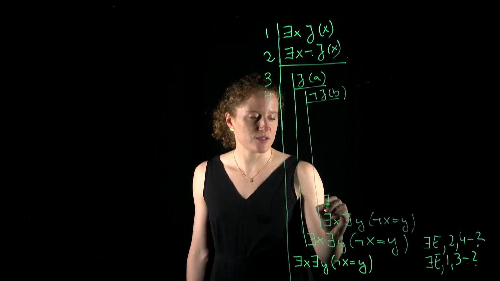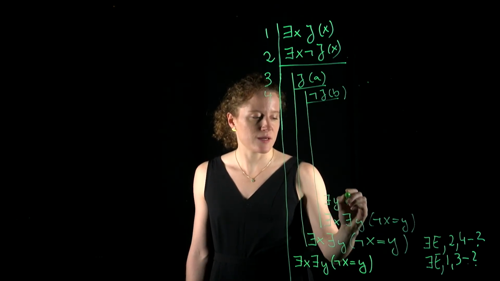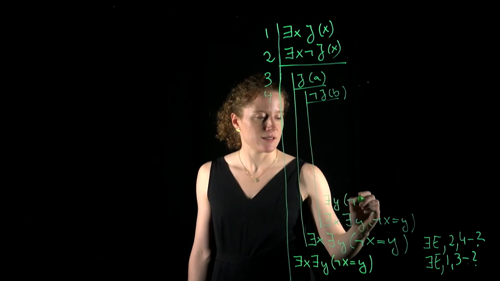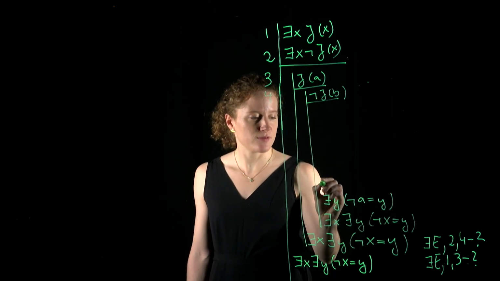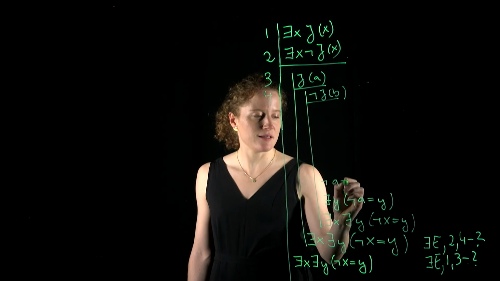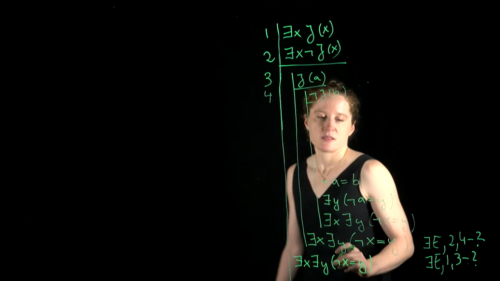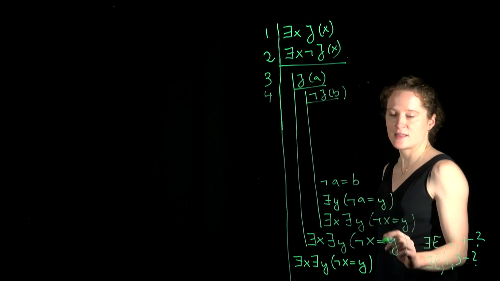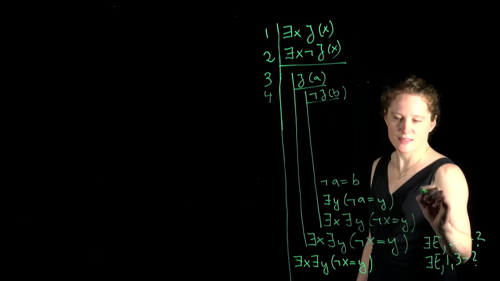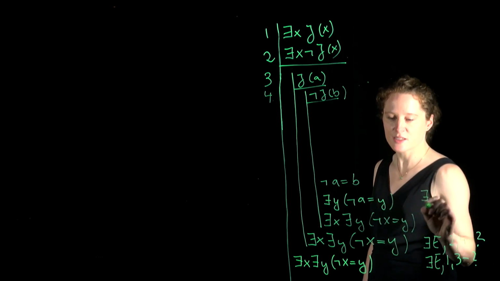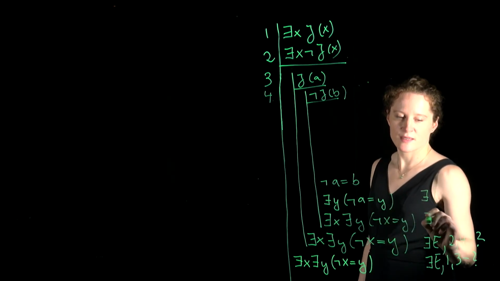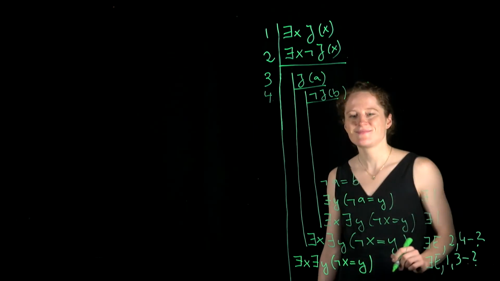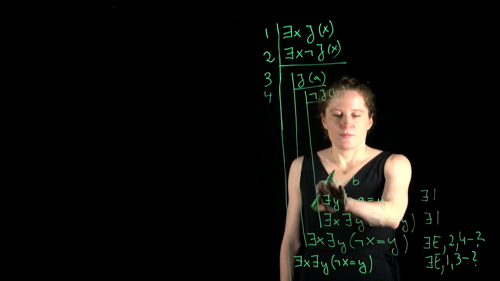So I will try to prove that there is a y such that not A equals y. And I am going to try to prove that it's not the case that A equals B. So if I can prove that it's not the case that A equals B, then I can infer this sentence here using existential introduction. And I can also infer the subsequent sentence using existential introduction.